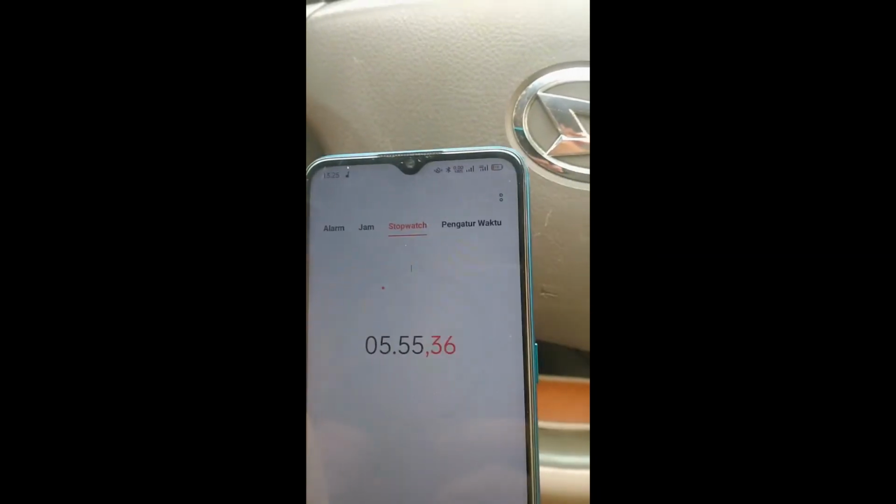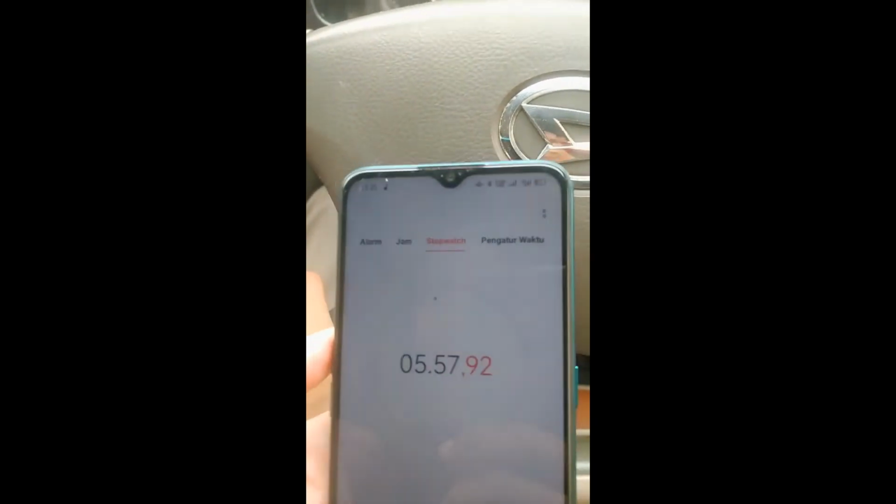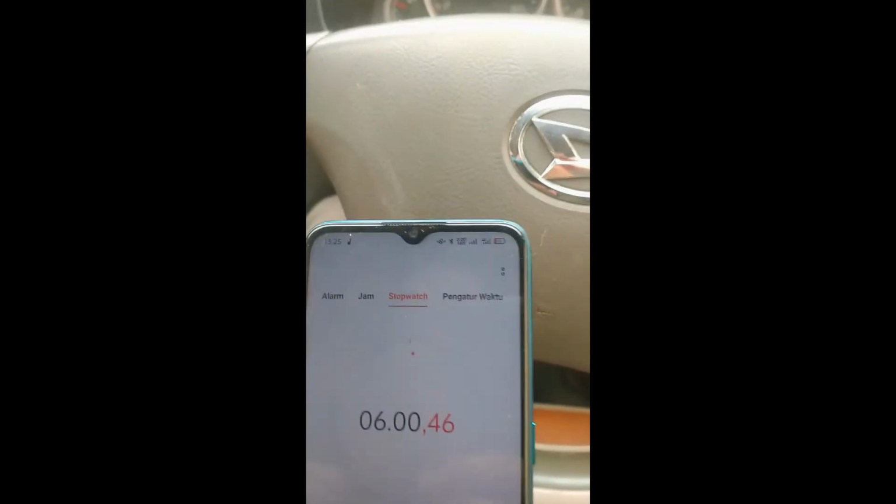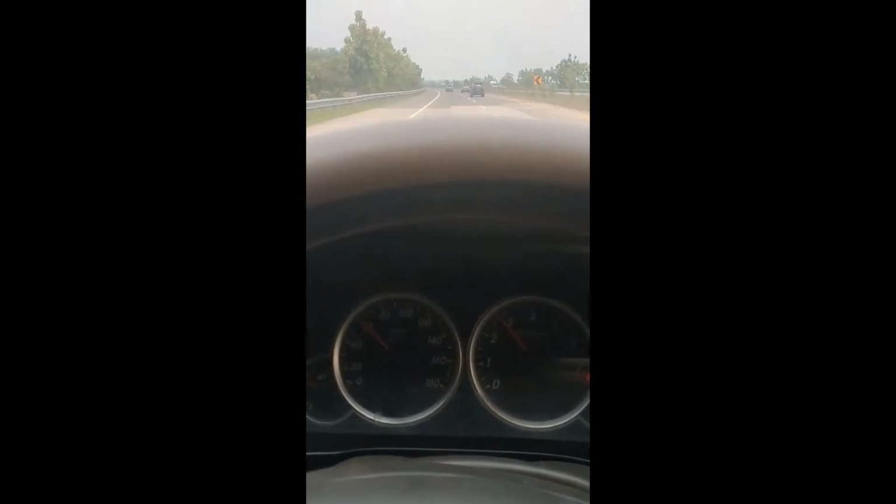For the second experiment, the velocity is 60 km per hour and the RPM is 3000 RPM. After 3 minutes from the second experiment, we will record the third experiment. The velocity is still the same, 60 km per hour, and the RPM changes, which is 2750.